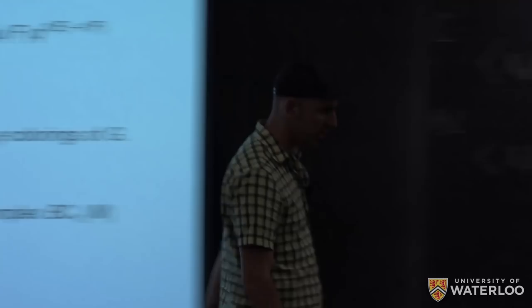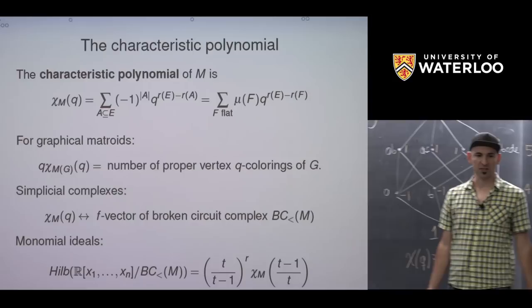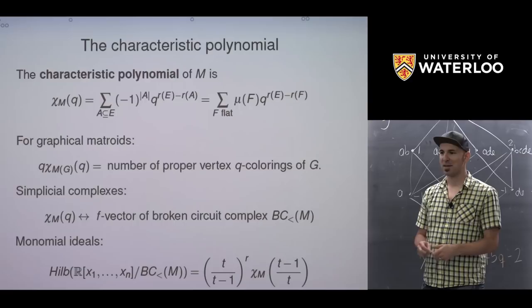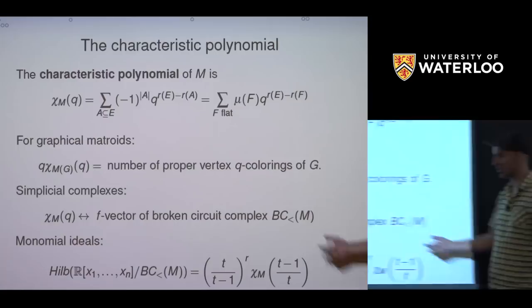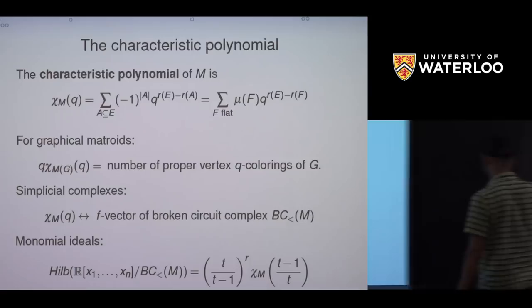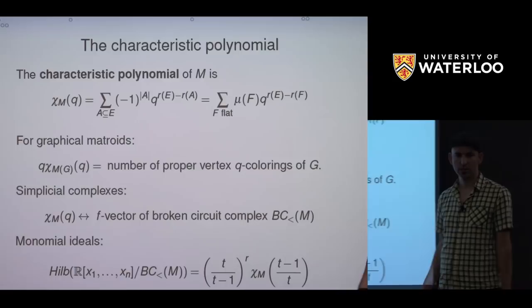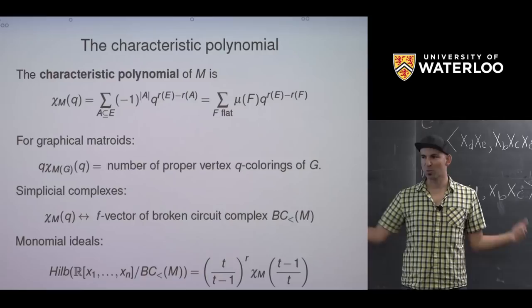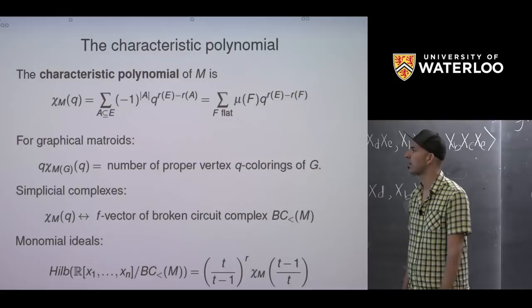So that's what I wrote over here. And then the last thing that I write, which I won't compute because it would take me too long, is that in all of mathematics, we like measuring things, and the way that you measure an ideal is you take this Hilbert series. This is a homogeneous ideal, so you can take the quotient by the broken circuit ideal. And then the Hilbert series that you get is basically the characteristic polynomial again. And so the characteristic polynomial also likes to play with this model. And so the characteristic polynomial is a very good unifying framework for thinking about how to measure all of these things. It's going to be one of the main characters of my talk.